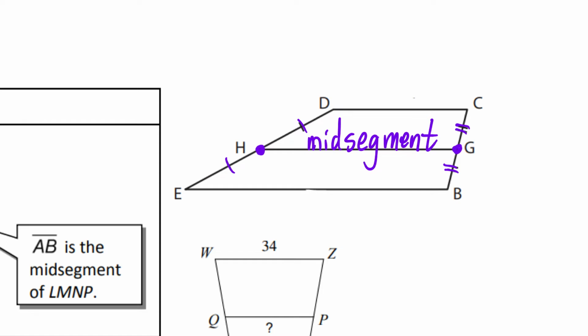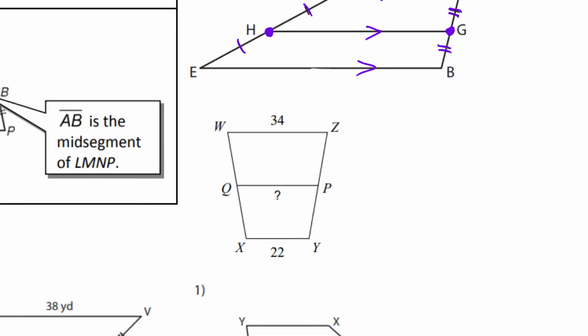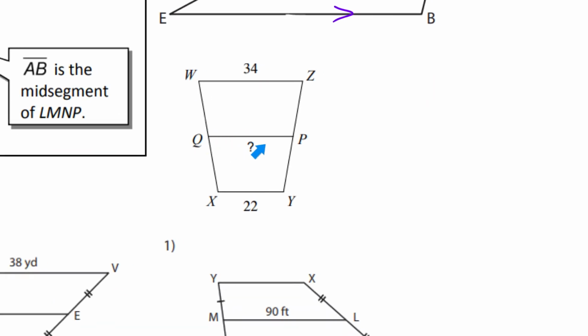So what ends up happening with this mid-segment is that, in a trapezoid, this side is parallel to this side, but the mid-segment is parallel to those sides too. So all three of those are parallel. And the most important thing is that the mid-segment is the length that is exactly halfway between the two sides it's parallel to. So, for instance, on this one, as I look for this mid-segment QP, the length of QP is going to be the number that's exactly halfway between 34 and 22. What's halfway between 34 and 22?